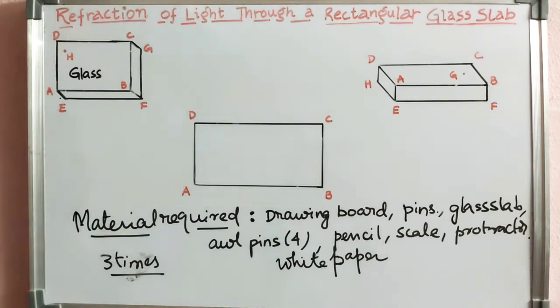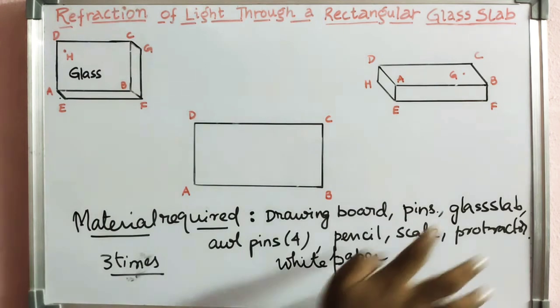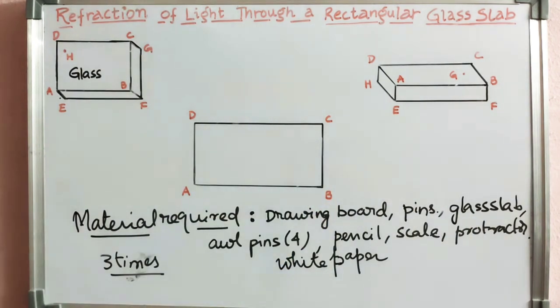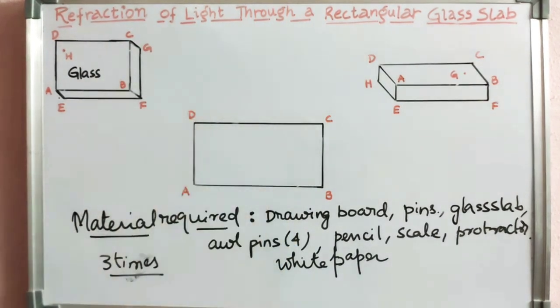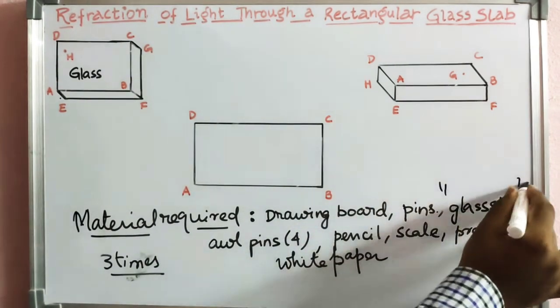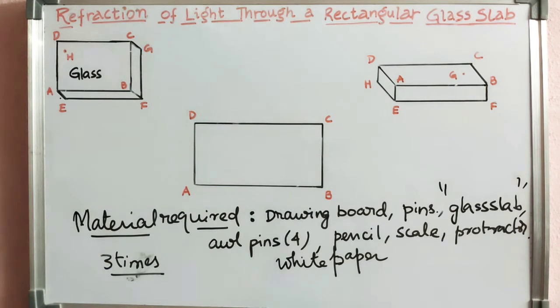Let me see the function of a drawing board. You place your white sheet of paper on the drawing board. These pins you use to fix the paper on the drawing board. Clear? Through the glass slab I am going to see the refraction of light, how the light passes through the glass slab. So this is our main hero, the glass slab, and the supporting characters are the all pins.